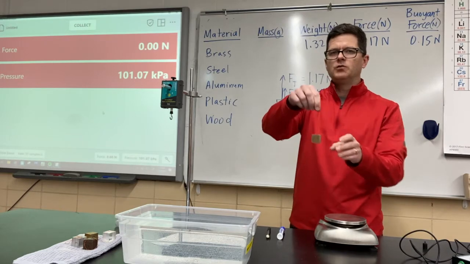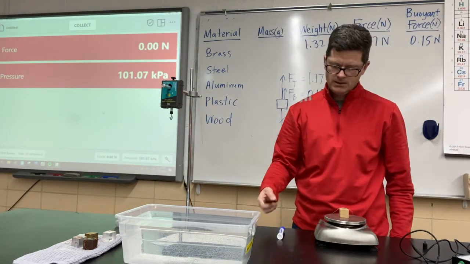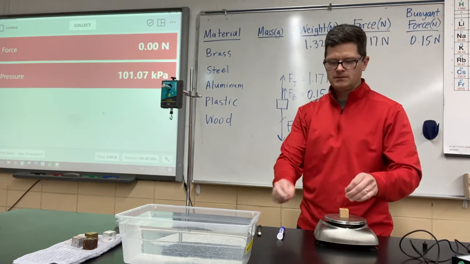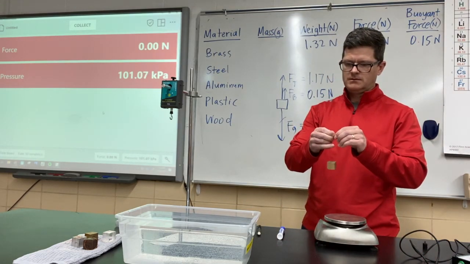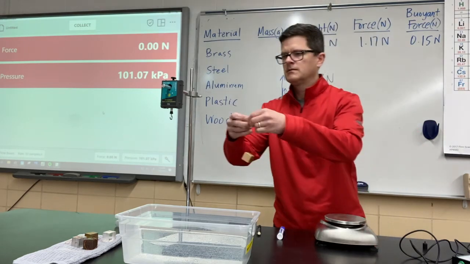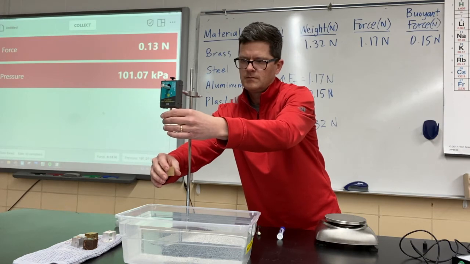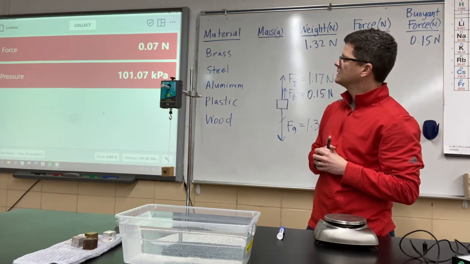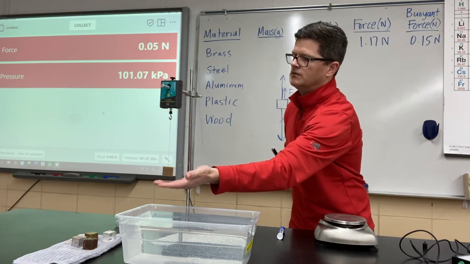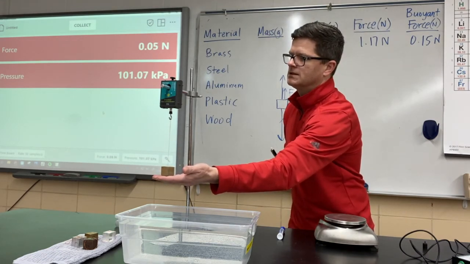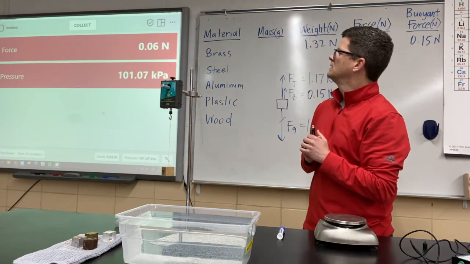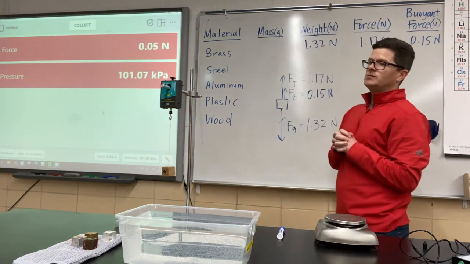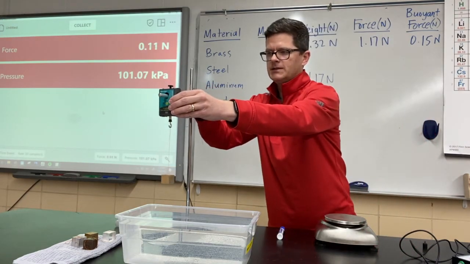So let's do this piece of wood next. Its mass is 6.93 grams. The direct measurement of the weight looks like it's fluctuating. It's a very small force, doesn't have much mass. Let's call it 0.06. Now this one's going to be a little bit different. I'm going to try to submerge it and let's see what happens.